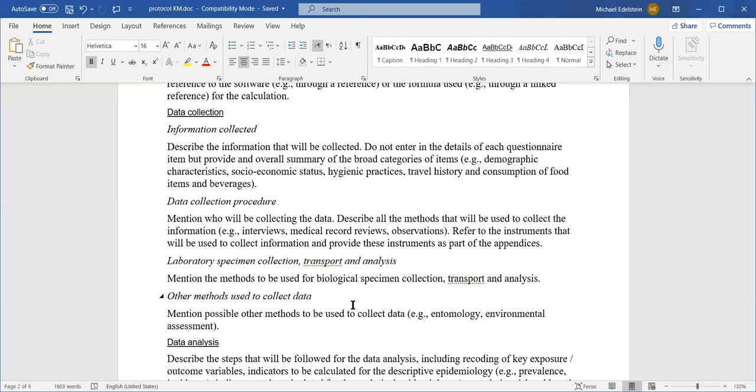specific as possible. Who will collect the data? If you're using students to collect the data, you need to say that here, because for the ethics committee, it's important to know who accesses the information.